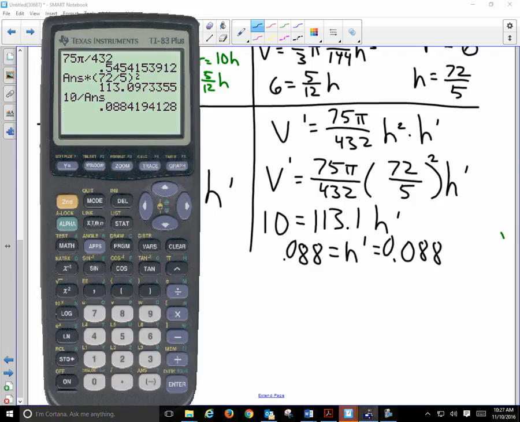So H prime is 0.088 feet per minute. I'd say for most students that's one of the most challenging problems that they see in the notes.